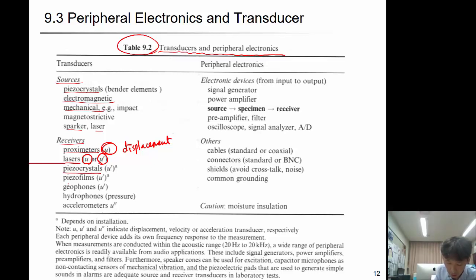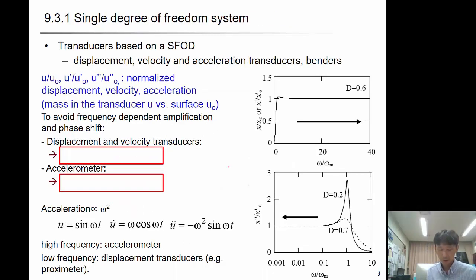And piezo crystals, piezo film, and geophones measure the velocity. And the hydrophone measures the pressure, so it's like a force or the stress. And the accelerometer measures the acceleration. And for the electronics, signal generator, power amplifier, preamplifier, filter, oscilloscope, or the AD board are used, right? And there are some cables. So then, what are the main differences in the transfer function or the frequency response of the displacement and velocity transducers?